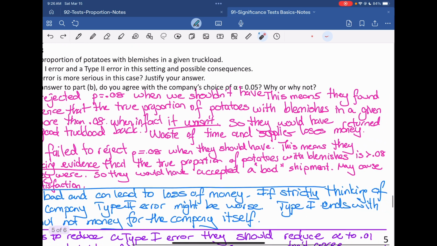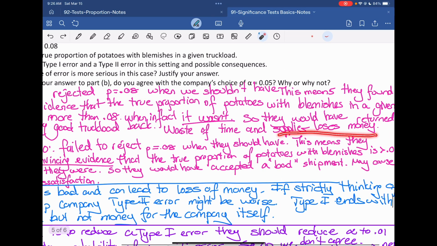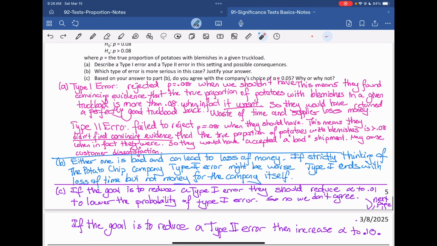So they would have returned a perfectly good truckload, which is a waste of time, and the supplier usually loses the most money in this case. Type 2 error. Oh, I can't spell. Not good. But we all knew that. Maybe I'll do the Roman numerals or not. Let's not. Okay, type 2 error.